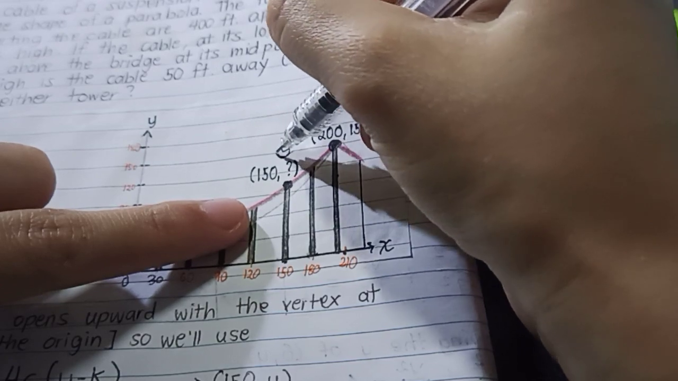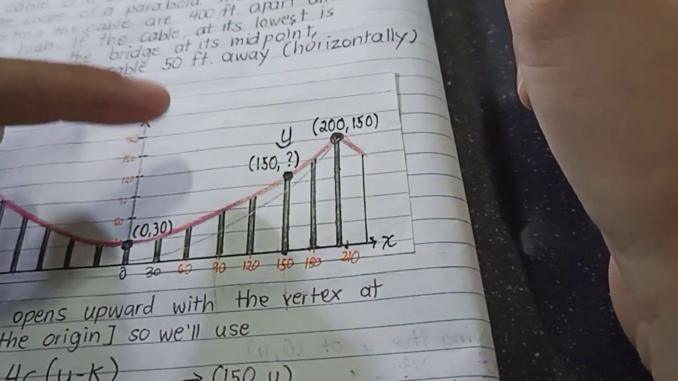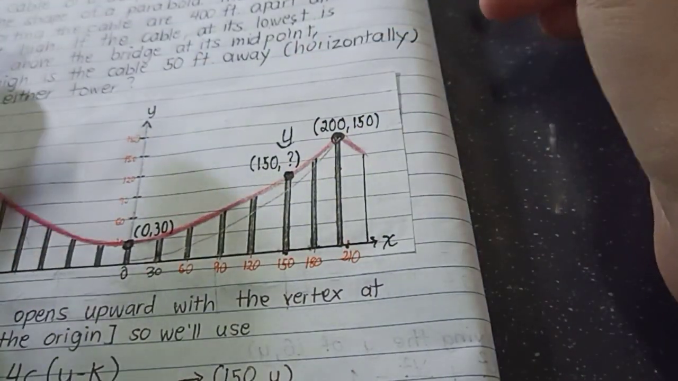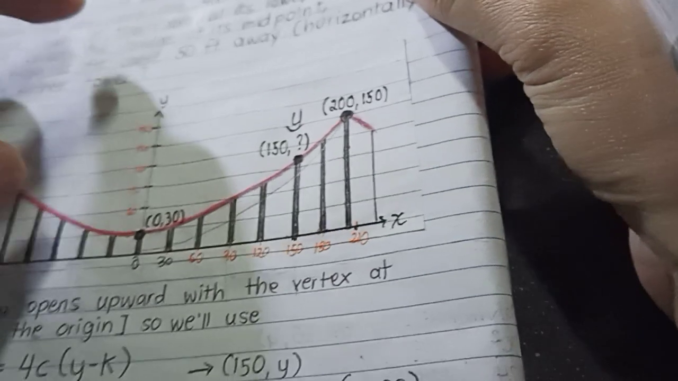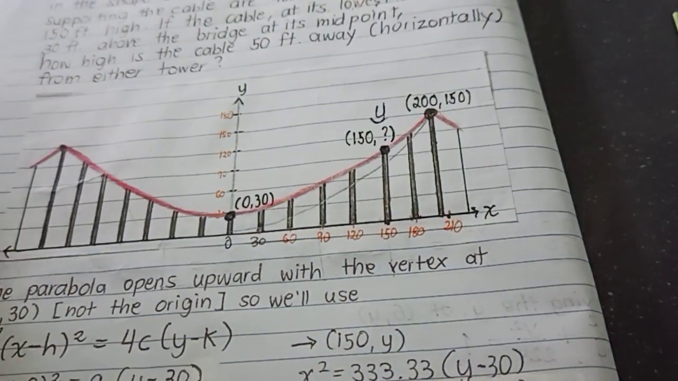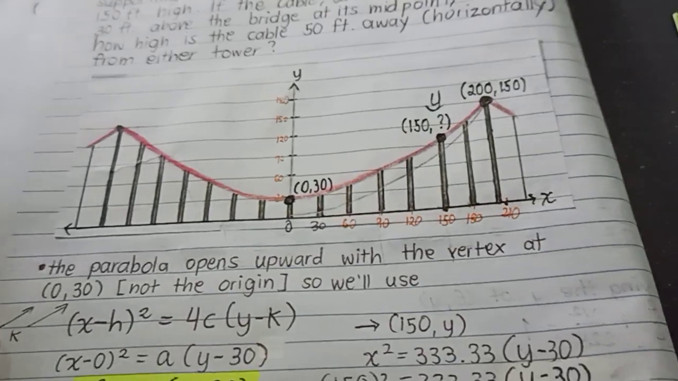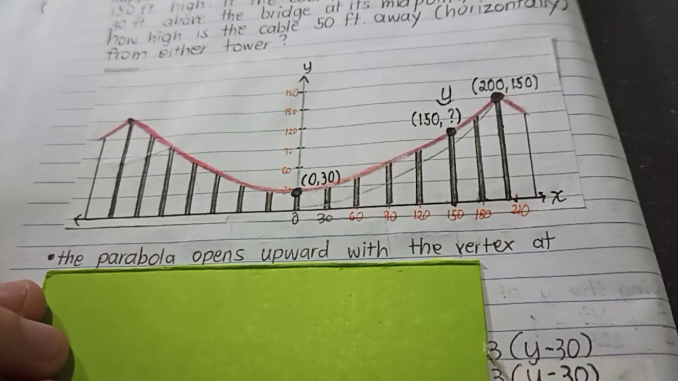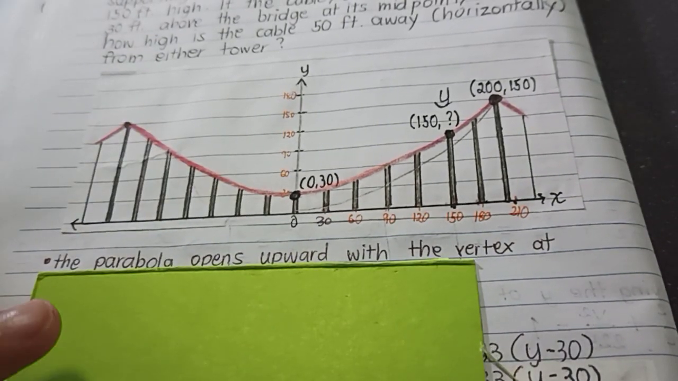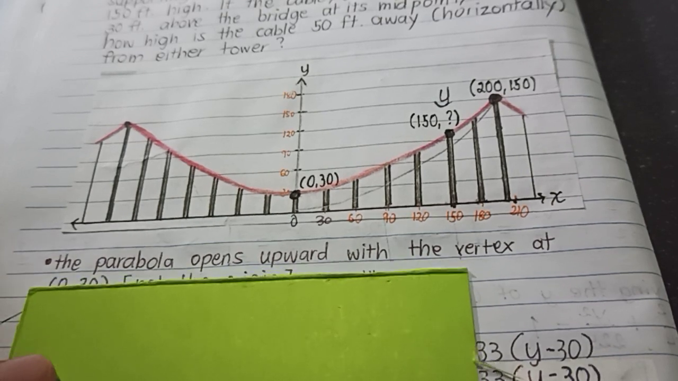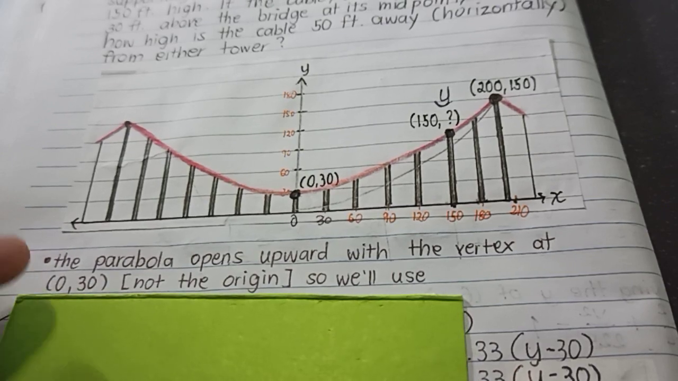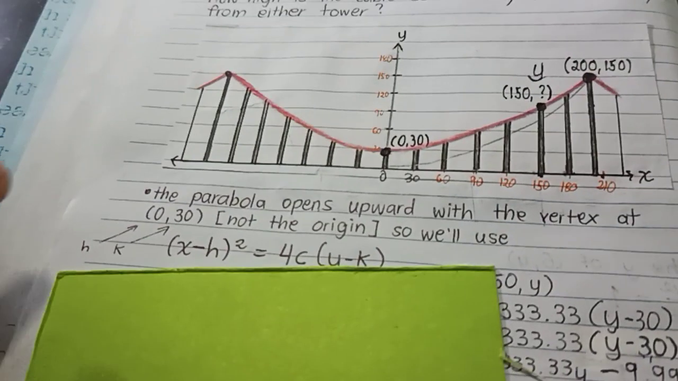So what's the dilemma here? If we only knew the standard equation of this parabola, the red one, then we could substitute the 150 and then solve for y. But can we do it? Can we write the standard equation? One thing to note: the parabola opens upward and its vertex is not the origin 0, 0. Its vertex is at 0, 30. So 0, 30 should be our h and k.